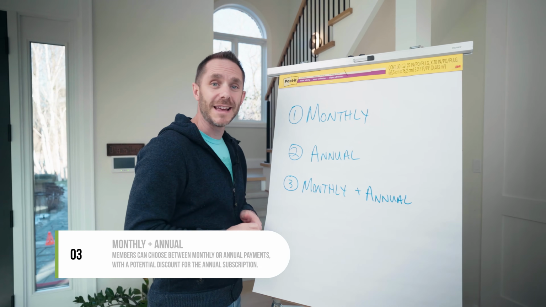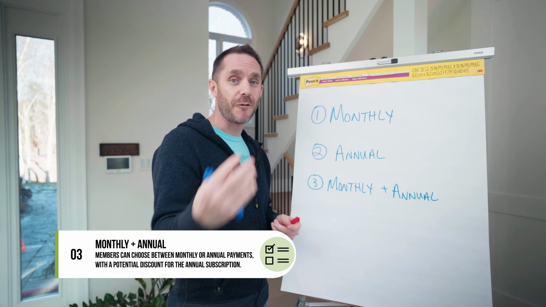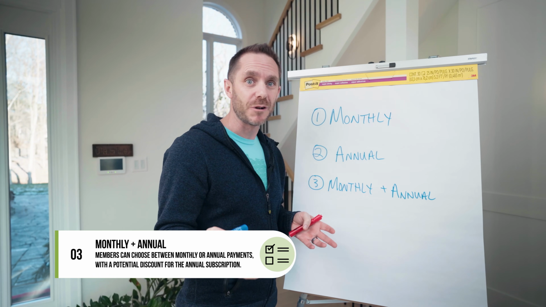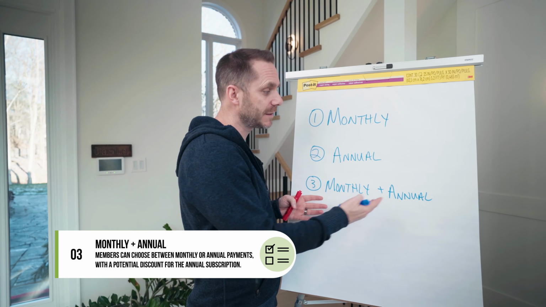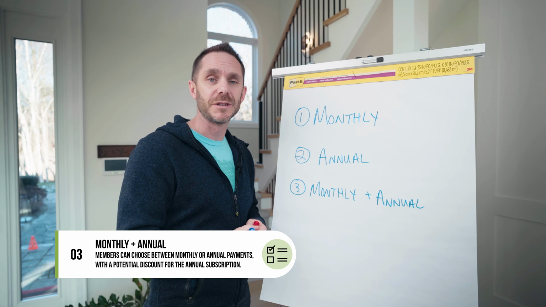So number 3 is monthly plus annual as an option. Therefore, your potential members have the choice. Do they want to pay on a monthly basis or an annual basis? It's really combining the best of both of these into the same offer.